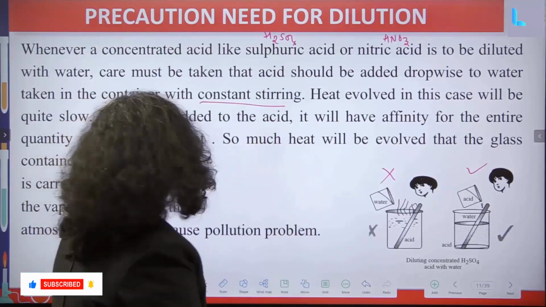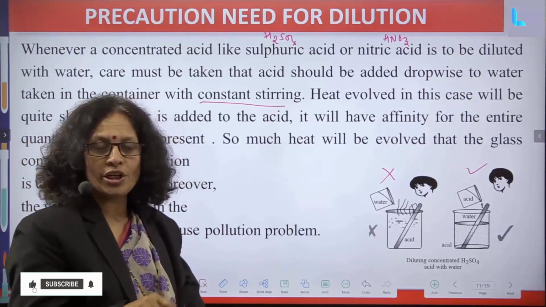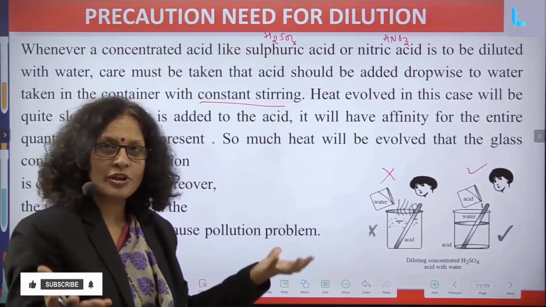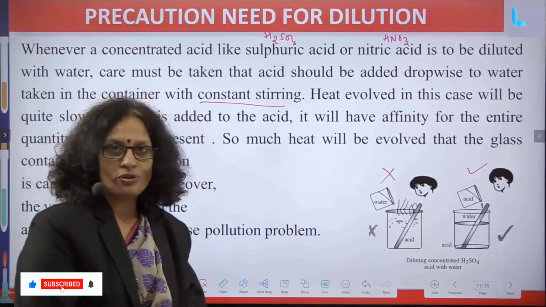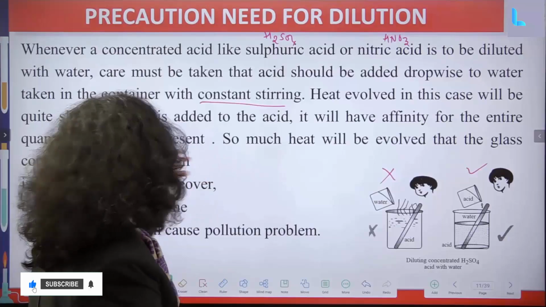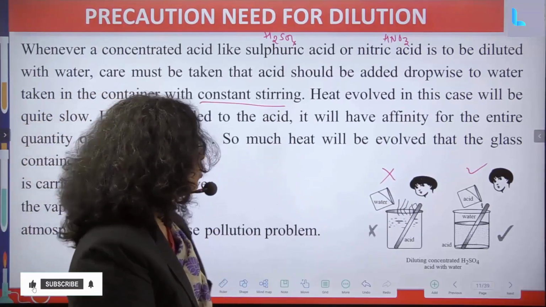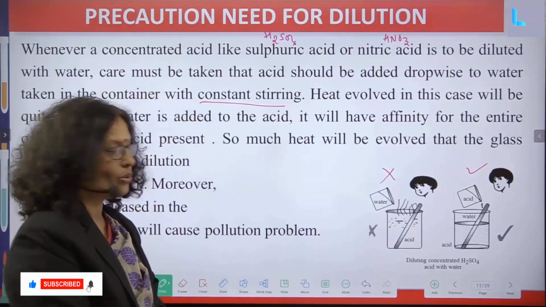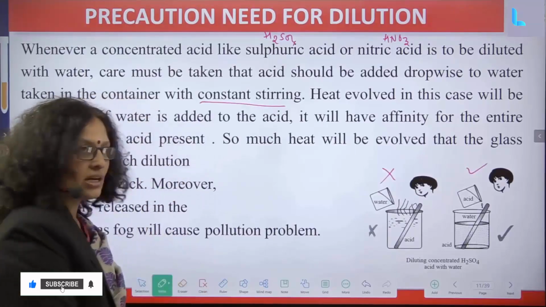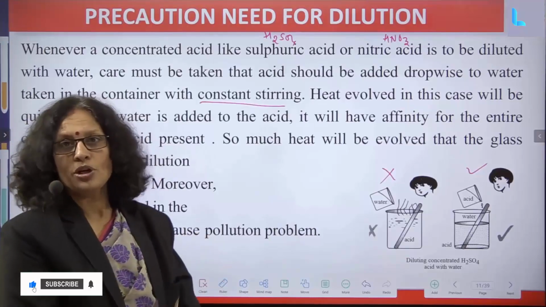The heat evolved in this case will be quite slow, because we are constantly stirring, so heat is distributed uniformly, and we are adding dropwise. If we add in one shot, a lot of heat is generated, and that may be the cause of an accident. If water is added to the acid, it will have affinity for the entire quantity of acid present. So much heat will be evolved that the glass container in which dilution is carried out will crack. Moreover, the vapors released into the atmosphere will fog and cause a pollution problem.